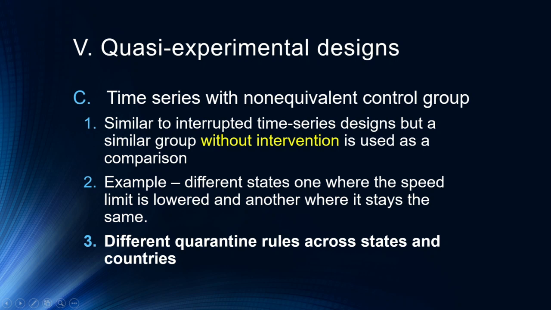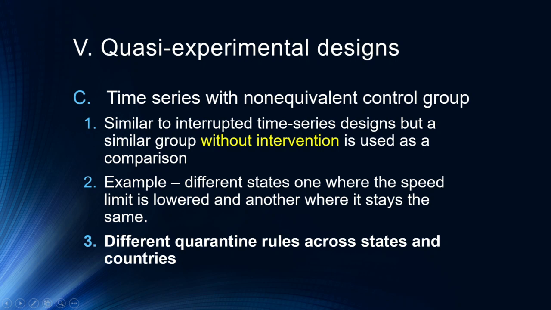Finally, we have time series with non-equivalent control groups. So basically, we're going to combine our two methods. It's similar to an interrupted time series design, but we have a similar group without an intervention that is used as a comparison. To use a simple example, we might look at different states where one has the speed limit lowered and another where it stays the same, or one where it's increased, another where it stayed the same.